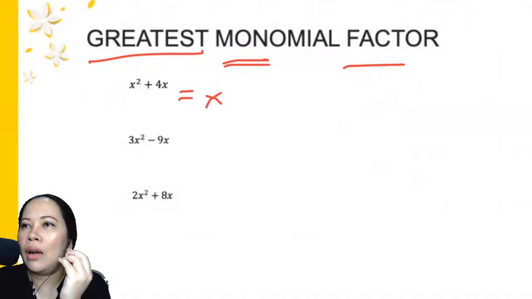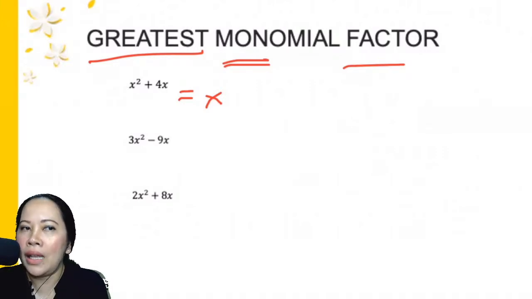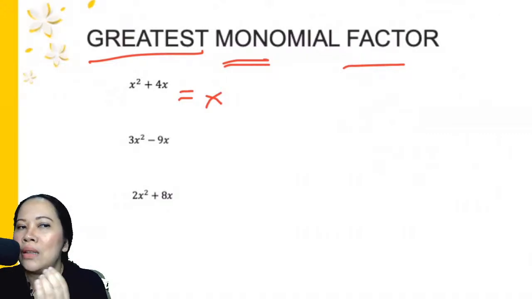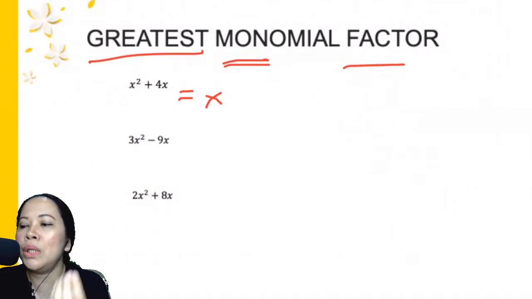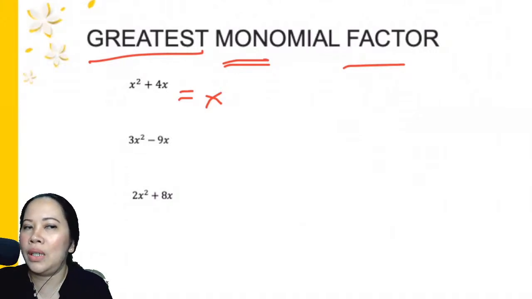And a bit of a hint, when you are finding the highest or the greatest factor of terms, it's always the one with the lesser power. So between x squared and x, yung pinaka-lesser na power is yung x. That's why your greatest monomial factor is x, because that's the pinaka-malaking factor or number na pwede mong i-divide or i-multiply to get x squared and x.